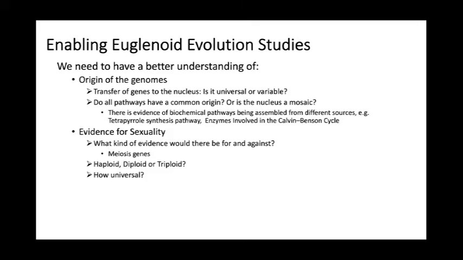Also, again, leading to this, are they haploid, diploid, triploid? Is that variable? How universal? Do we have some haploids, some diploids, and some triploids? So again, there are many things we don't know about how the structure is, and I see a lot of people are working on that.